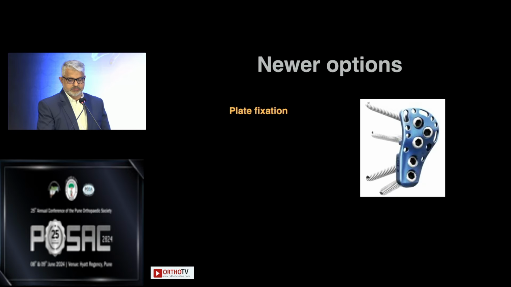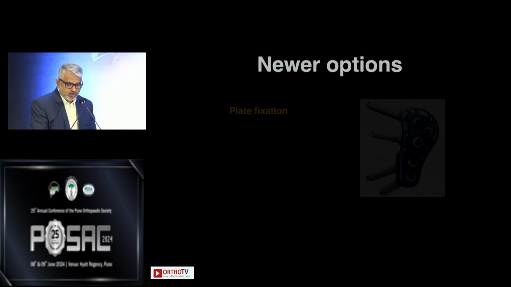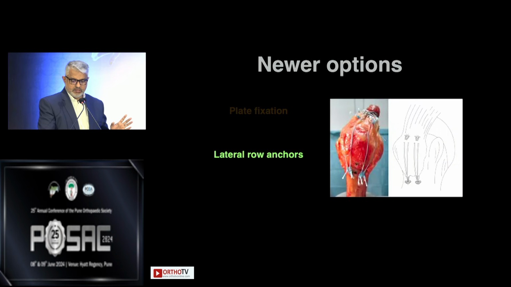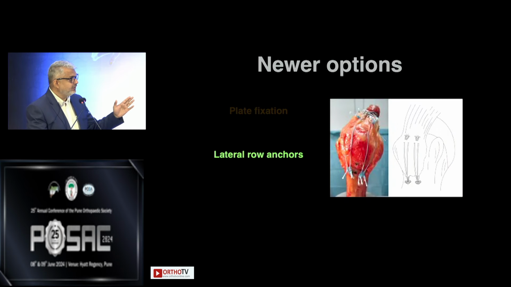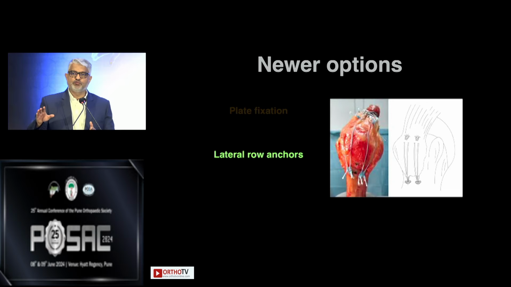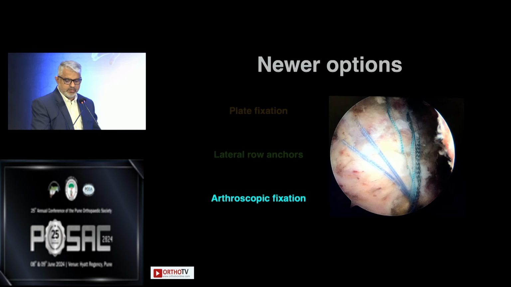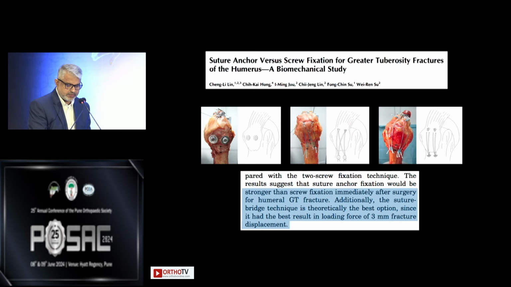What are the newer options? Either you can use a short plate, and we know that these plates are not yet freely available in India, but for a big cleavage type fracture, that is a big fragment, you can use a short Philos. You can do a lateral row anchor with a suture bridge kind of fixation, which is biomechanically very strong. So even if you want to do an open procedure, you can very well do this modality. And lastly, you can go ahead and do an arthroscopic fixation, which is pretty much an implantless technique. And that's what I'm going to talk about.